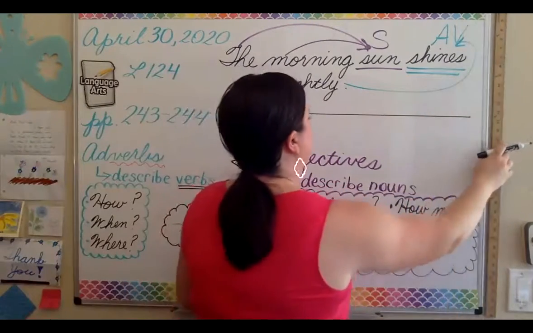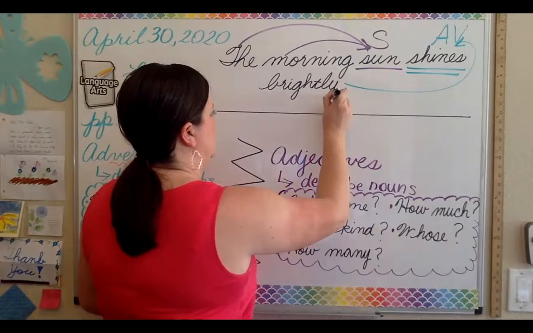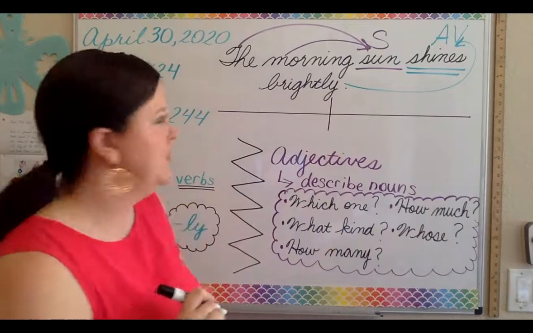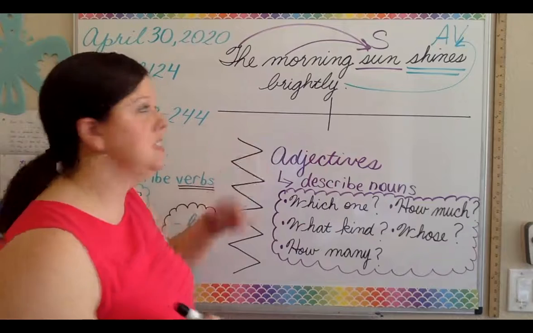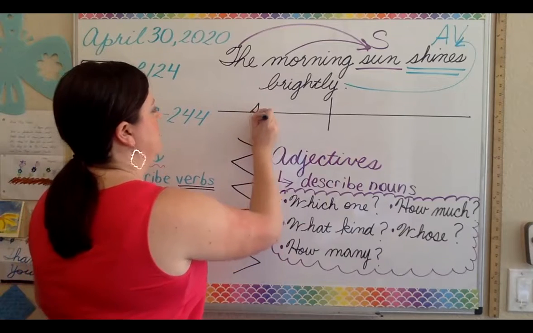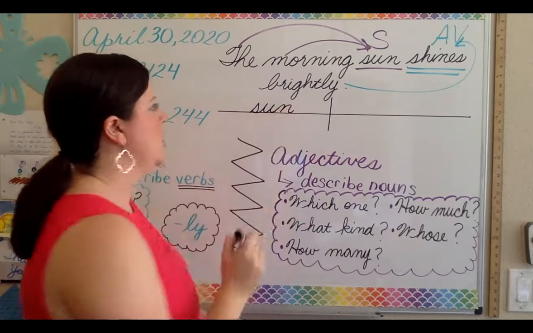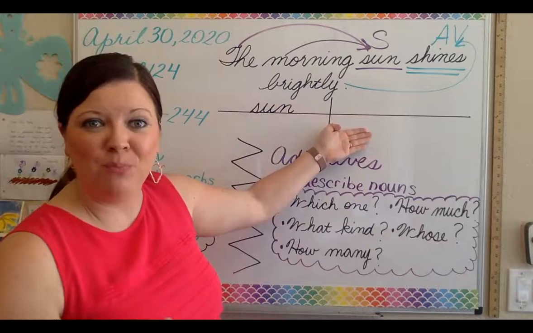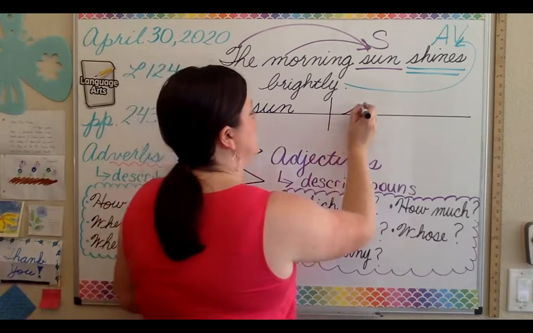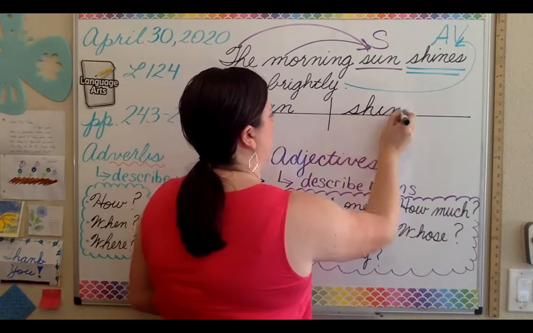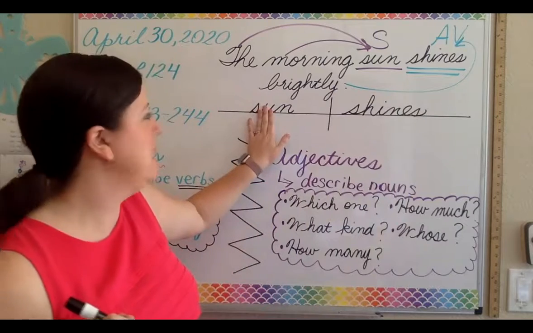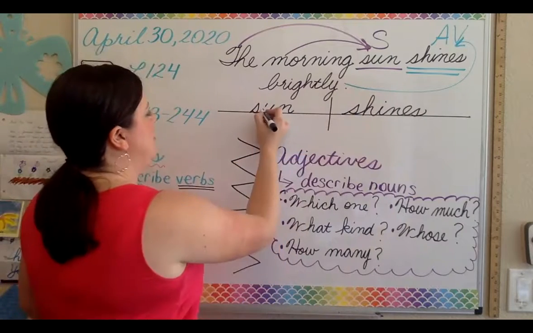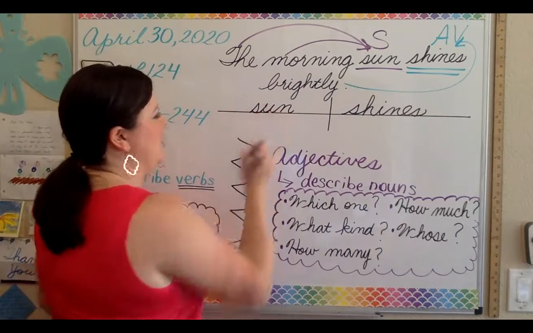Now we're going to take that straight line and just cut it in half. Subject goes on the left. So remember, what was this entire sentence about? Sun. What is the action verb? What is the sun doing? Shines.